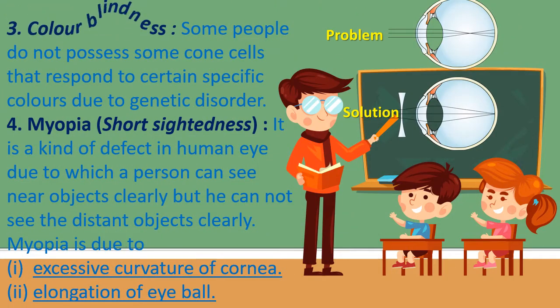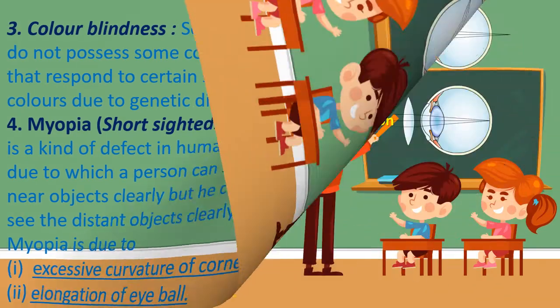3. Color blindness. Some people do not possess some cone cells that respond to certain specific colors due to genetic disorder. 4. Myopia, short-sightedness. It is a kind of defect in the human eye due to which a person can see near objects clearly but cannot see the distant objects clearly. Myopia is due to excessive curvature of cornea, elongation of the eyeball.